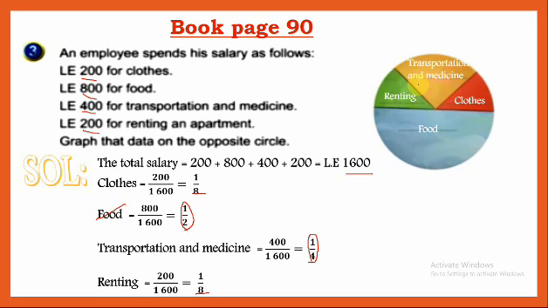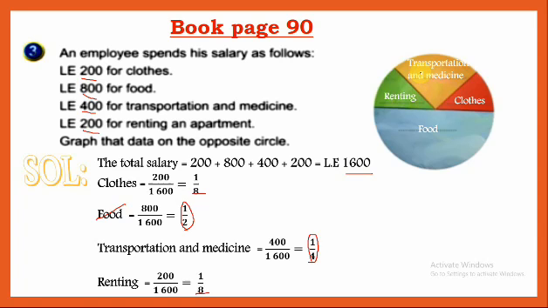That's easy. We need to find the fraction that represents every item and start representing it on the circle. This was about representing data using the pie graph. Last time we learned how to represent data by the histogram and the frequency polygon, and now we learned about the pie graphs.